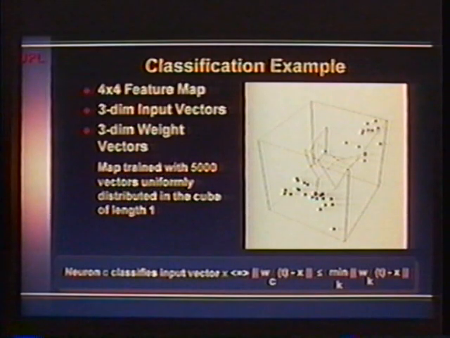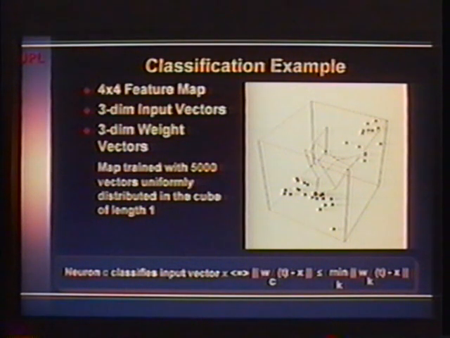Let me now give you an example in the three-dimensional space. In this case, we have a 4 times 4 feature map, three-dimensional input vectors and three-dimensional weight vectors. Once again, we are placing our neurons at the coordinates of their weight vectors. And this small map has been trained with 5,000 vectors uniformly distributed in the cube of length 1.